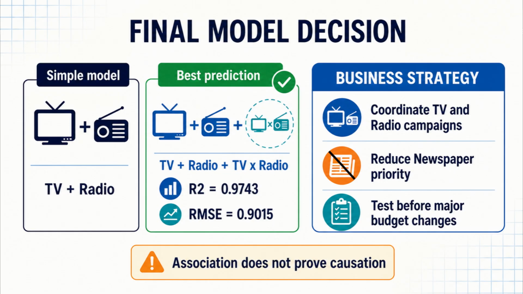Newspapers should not necessarily be removed based on one model. A safer strategy would be to reduce a portion of the newspaper budget and test whether reallocating that amount to coordinated TV and radio advertising improves actual sales. The company should also remember that this project uses observational data. The model identifies patterns and associations but does not prove causation.